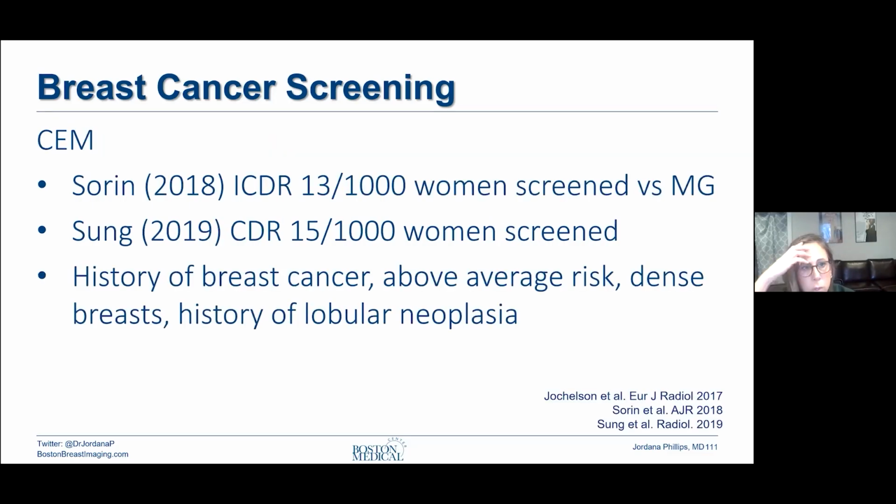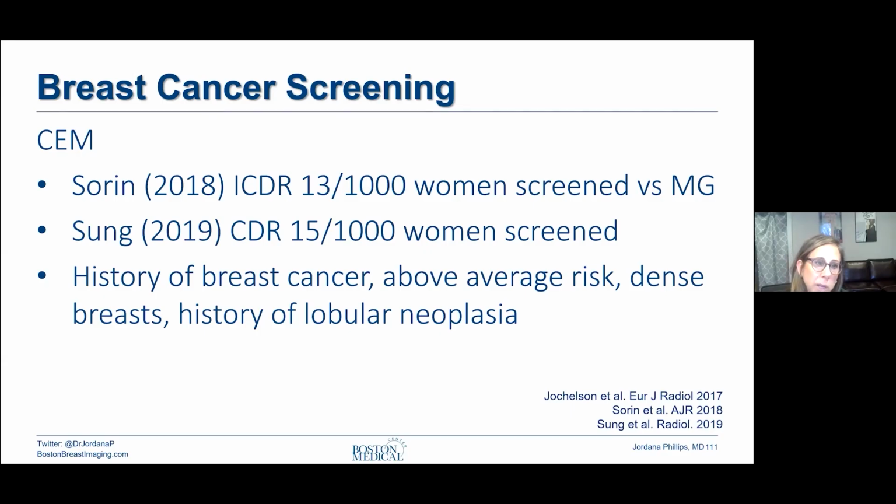So Soren and colleagues in 2018 compared contrast-enhanced mammography, the full exam, low energy and recombined images, to the low energy alone, which is kind of a surrogate for mammography. And they found an additional 13 breast cancers per 1,000 women screened. In 2019, the MSK group looked at their data for contrast mammo, and they found a cancer detection rate of 15 per 1,000 women screened, which is much higher than the standard cancer detection rates we typically talk about with mammo or with tomosynthesis, which is about 3 to 6 breast cancers per 1,000.